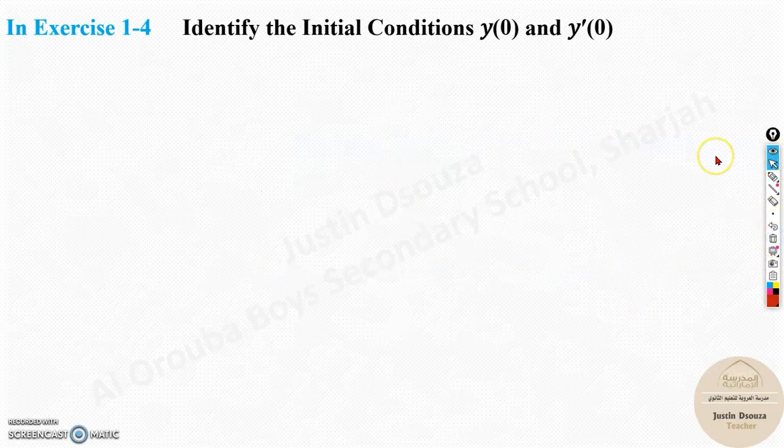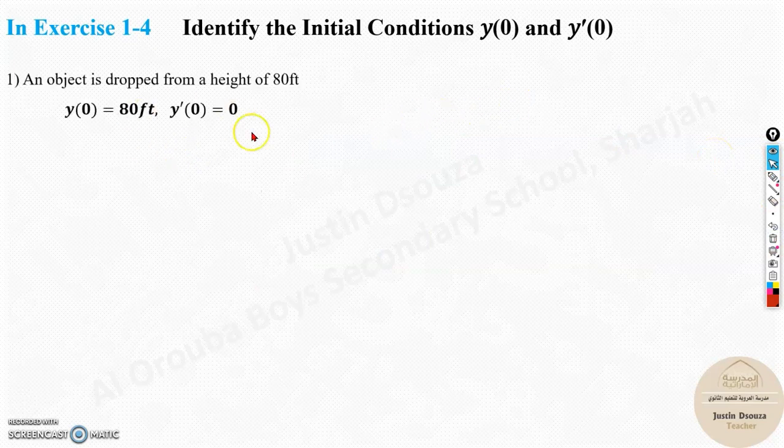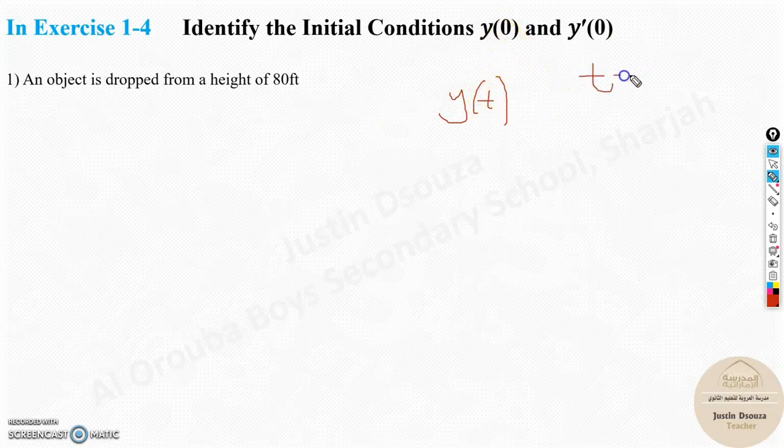Now it is very crucial to understand what the initial conditions are. Initial conditions means always at time 0. So y of t might be the height or the position at a particular time t. But whenever t is 0, that means it's the initial condition.